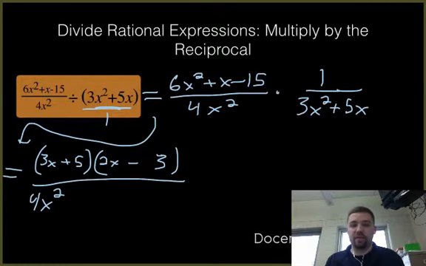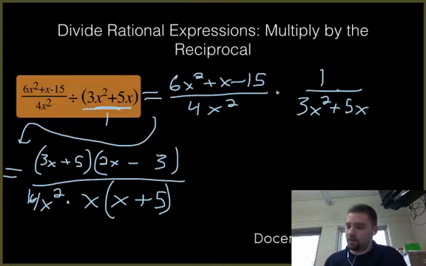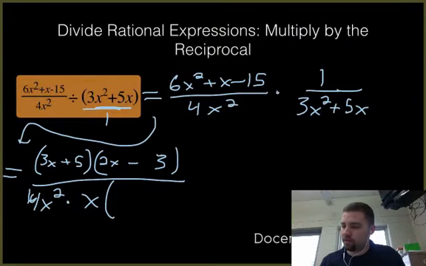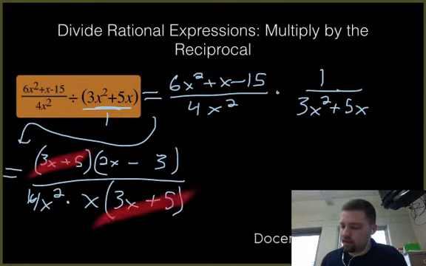And then that 3x squared plus 5x, I can factor out an x from that expression. So I'm going to multiply this by x times 3x plus 5. Okay. Oh, excuse me, that should be 3x plus 5. Okay. And that's exactly what I wanted to happen, because now some good things are going to cancel out. 3x plus 5 is going to cancel here. 3x plus 5 is going to cancel out there.